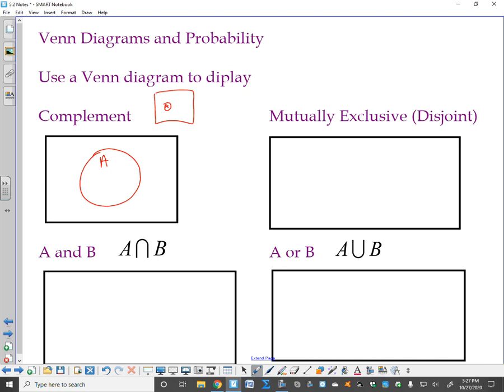Okay, now it wants us to display the complement. So it wants us to display the probability of a complement. Well, the complement is everything that's not in the bubble. So I'm going to shade.